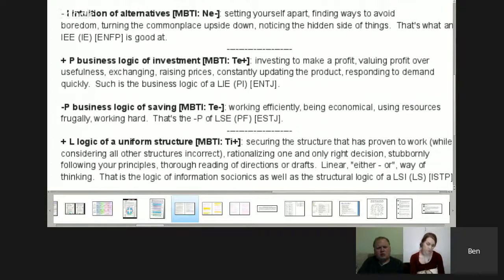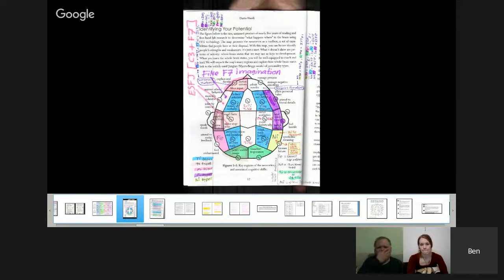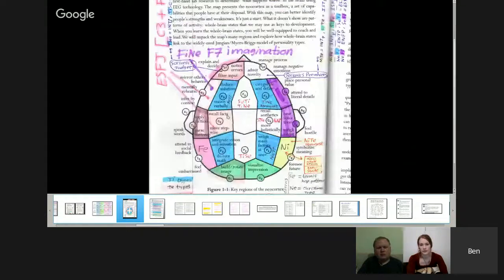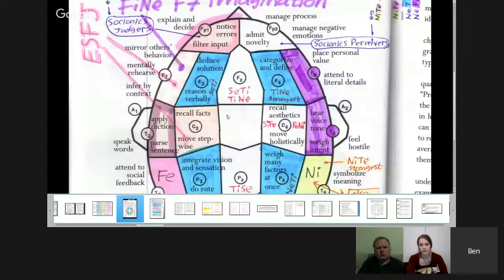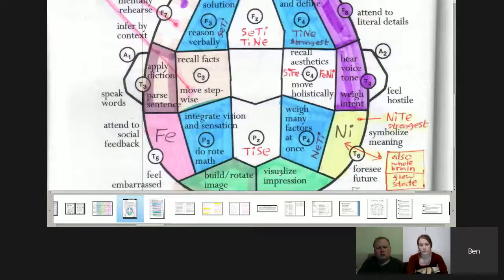Hannah, which one are you going to pull the lever on? TE plus or TE minus? I guess TE plus would be more, but quite honestly, I don't relate to either of these. Yeah, it might be a bit too specific. I think we've got to the TE regions. TE types are good at these things.